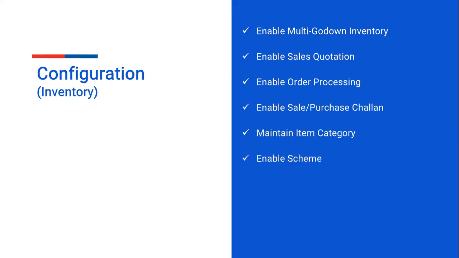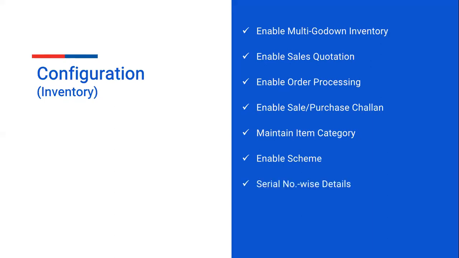Enable scheme. You can enable scheme in your inventory feature on the basis of your festival, your financial year, or other things. You can enable the scheme and set the item with a free quantity or different prices.